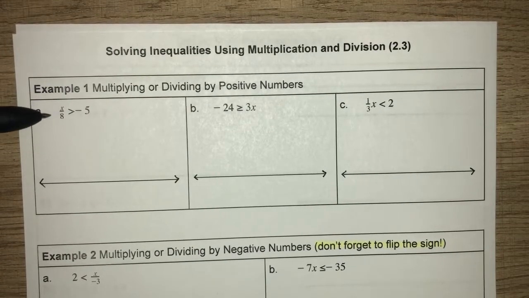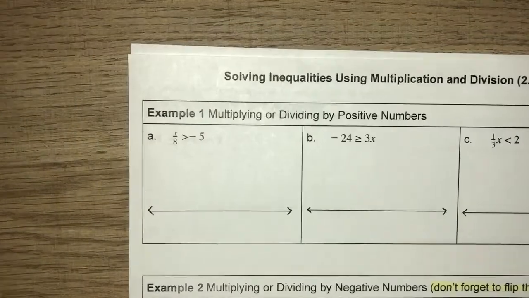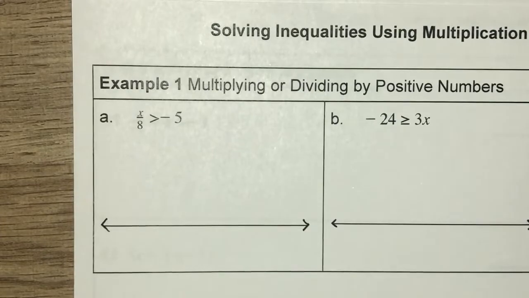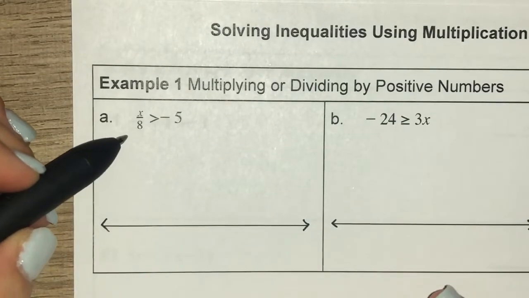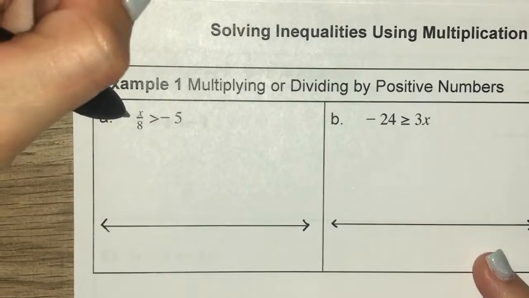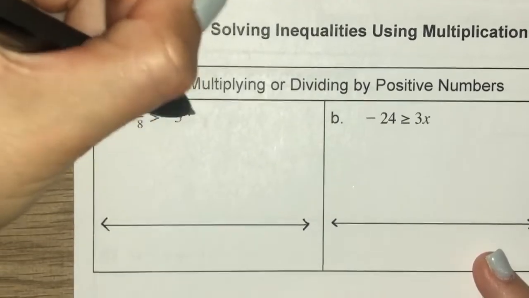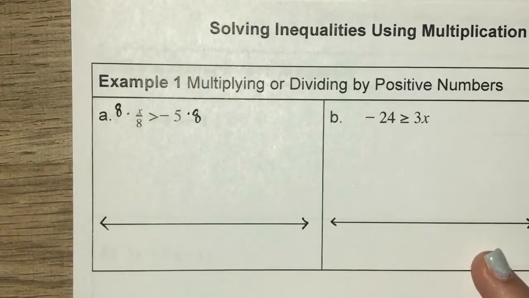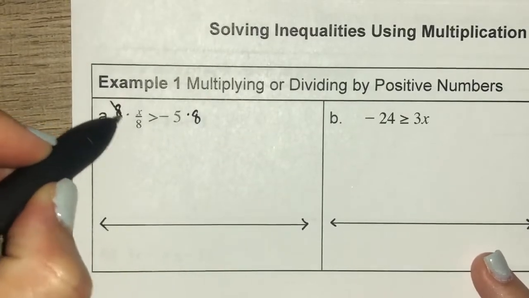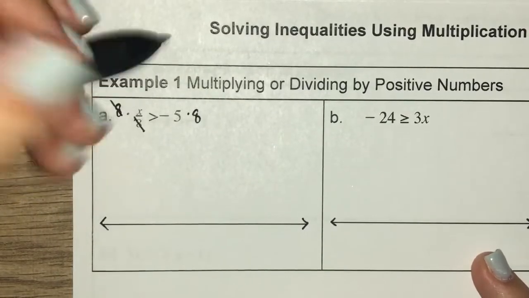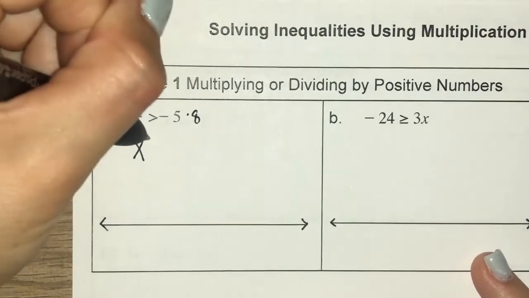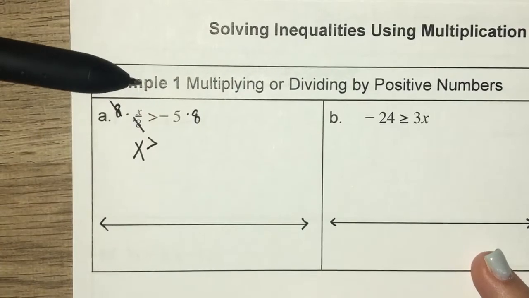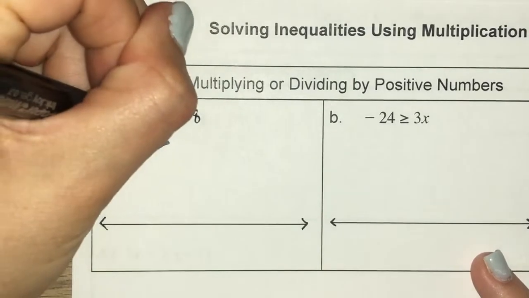So x over 8 is the same thing as x divided by 8. If my goal is to isolate the x, or to get x by itself, then I need to undo dividing by 8. To undo dividing by 8, I can multiply both sides by 8. Multiplying by 8 and dividing by 8 undo each other, so they cancel each other out. I'm just left with x, and then my inequality symbol, greater than, and then negative 5 times 8 is negative 40.